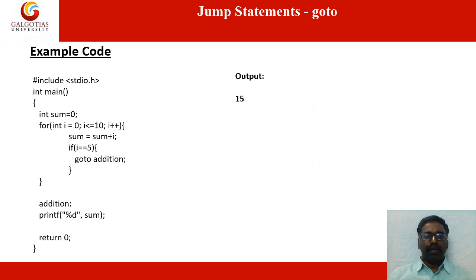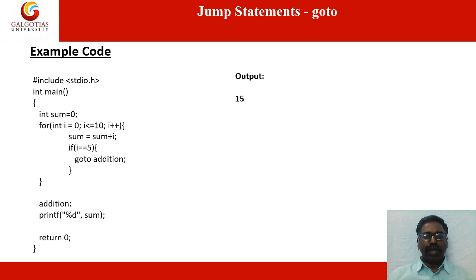Another example of goto statement is given below using a for loop. Here a variable sum is initialized to 0, and then for I equal to 0, I less than or equal to 10, and then I plus plus. That means this iteration will be executed 11 times, and then sum is added with the I value. If I is equal to 5, then we jump out of this loop using a goto label, goto addition. So it jumps out of this for loop.